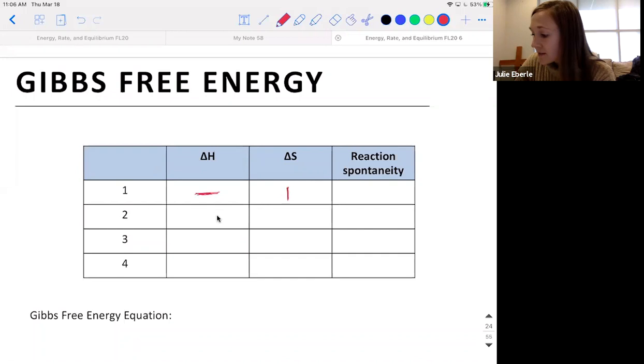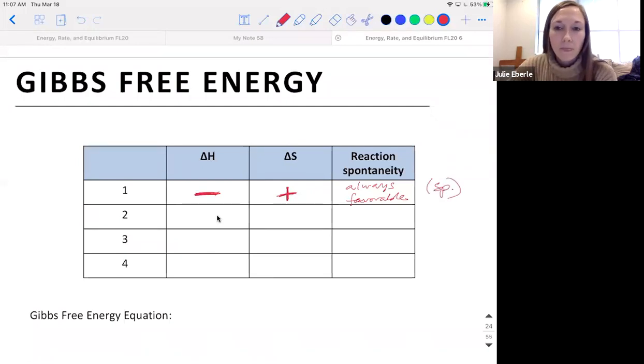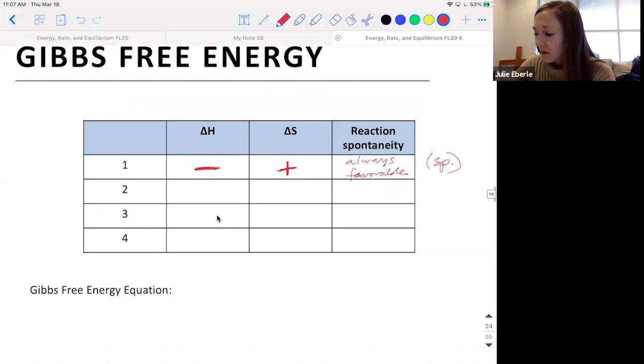We said positive delta S, increasing in disorder, is what's favorable for reactions when it comes to entropy. Okay, so opposite signs here. This reaction will be always favorable. Always favorable or always spontaneous, okay? When you have these two different signs on your enthalpy and entropy.